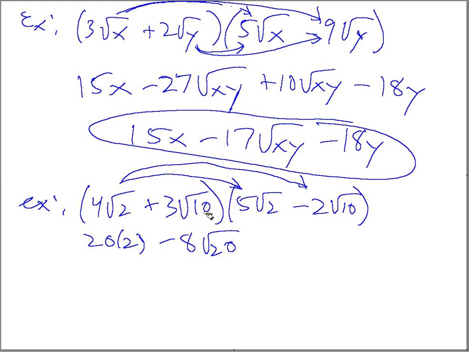How about 2 arrows on the bottom? 3 root 10 times 5 root 2. That's going to be what? 15 square root of 20, right? 3 times 5 is 15. 10 times 2, 20. Again, outside would multiply with the outside. Coefficients times the coefficient. Radicand times the radicand. All right. What about the last multiplication there?